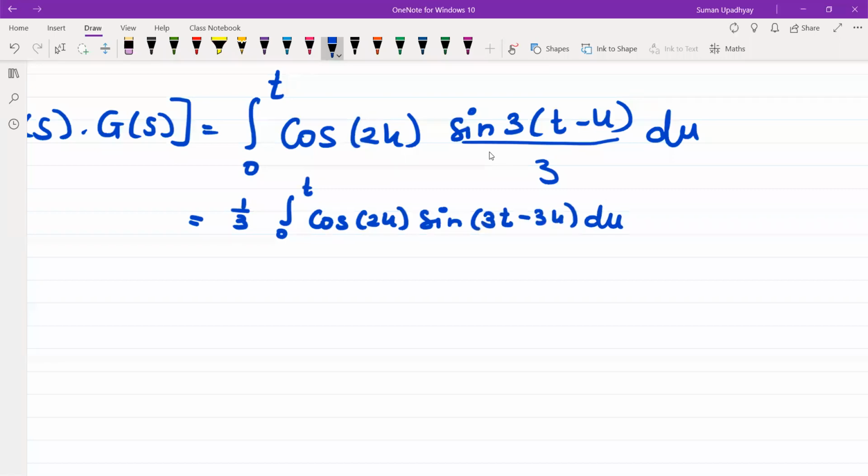Now how to integrate it, kids? Do we have any formula for cos A cos B? Students, what do you think? What do you all think? Do we have any formula for that?